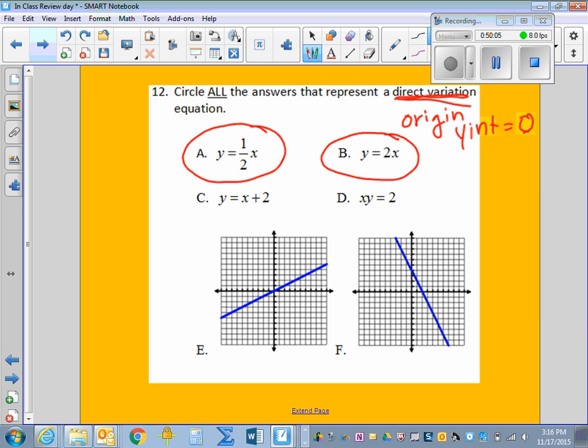B is one of my answers. C does not work because the y-intercept is 2. And D doesn't work because I'd have to divide by x, and thus I'd have y equals 2 over x. That does not look like my original direct variation equation, y equals k times x. Alright, and then again the graph has to go through the origin. So E would work because my y-intercept is 0, but F would not work because my y-intercept looks to be about 4. So direct variation, the equation has a y-intercept of 0, and the graph has a y-intercept of 0, meaning it goes through the origin.